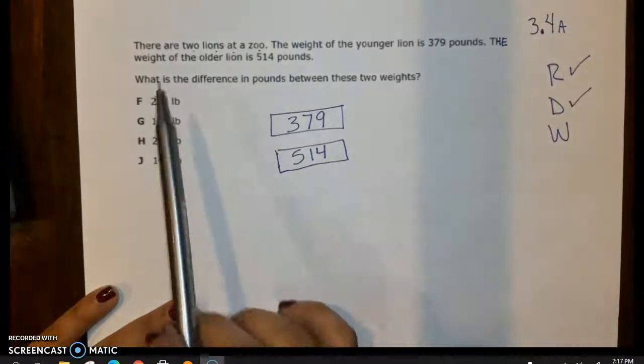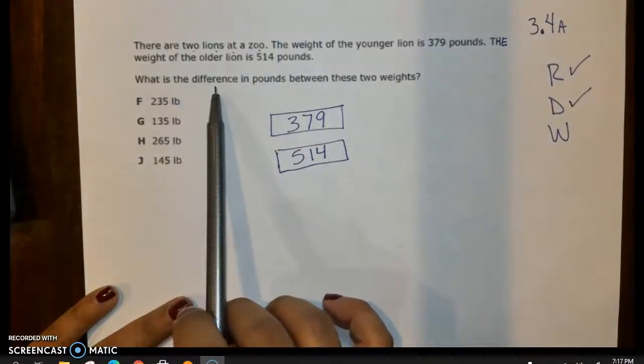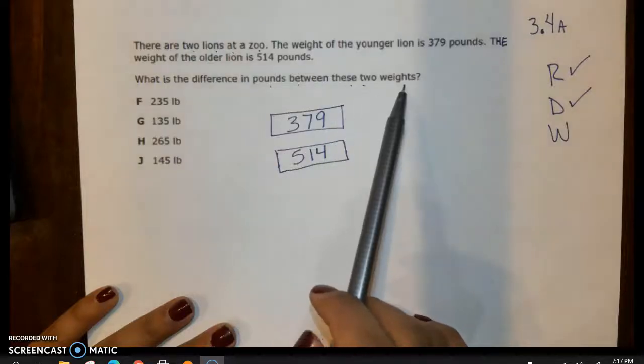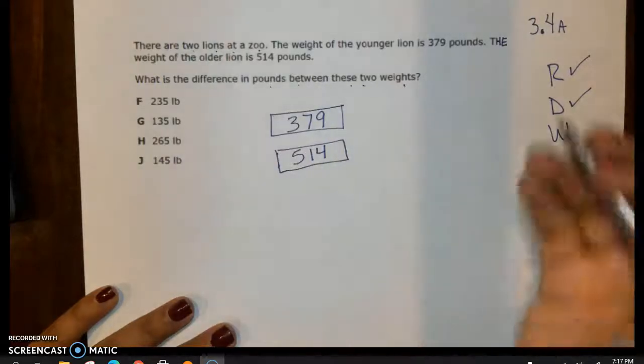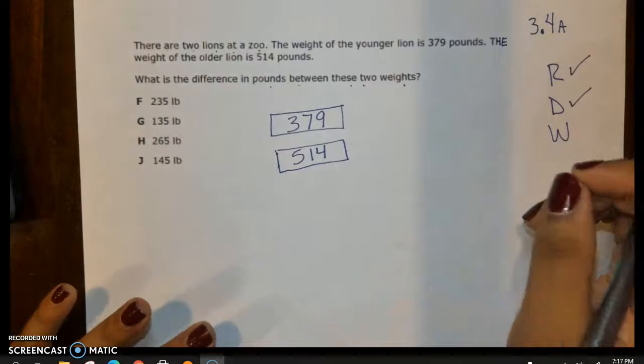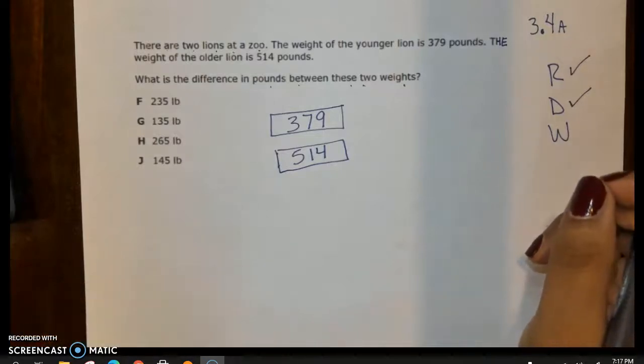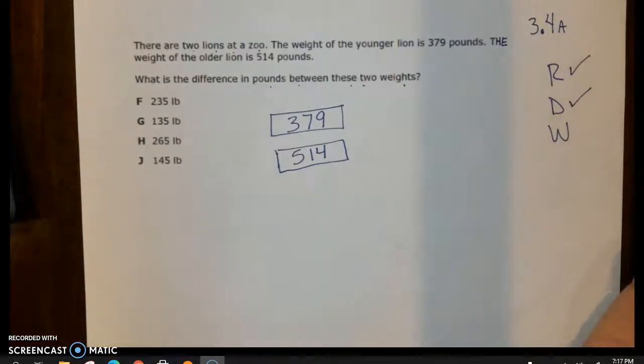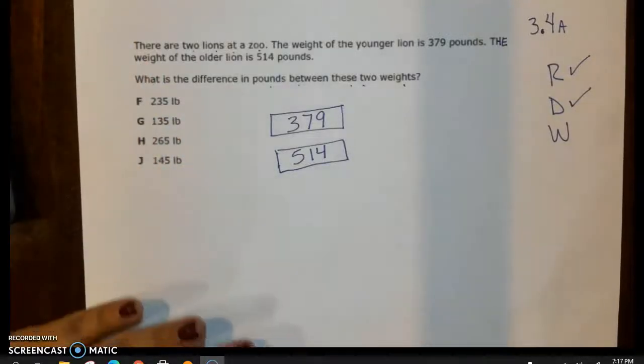Now my question reads, what is the difference in pounds between these 2 weights? So they're asking for a difference, right? They are not asking for a total, but rather by how much are they different? So in math, I stop, think about it. Oh, because I'm looking for the difference and not the total, I'm going to be subtracting.